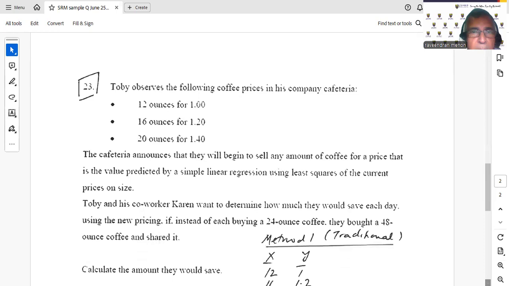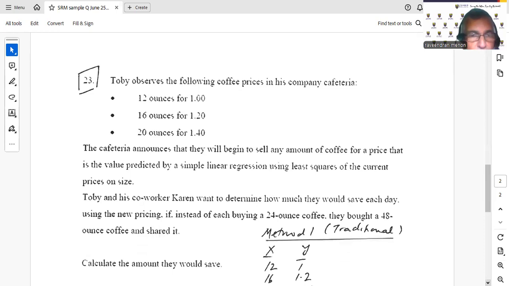Let me just move this up a little bit. Toby and his co-worker Karen want to determine how much they would save each day using the new pricing if instead of each buying a 24-ounce coffee, they bought a 48-ounce coffee and shared it. So be careful about a few things. First off, make sure that you read the question carefully. Let me make some comments here. Read the question carefully. And they've given me some data here.